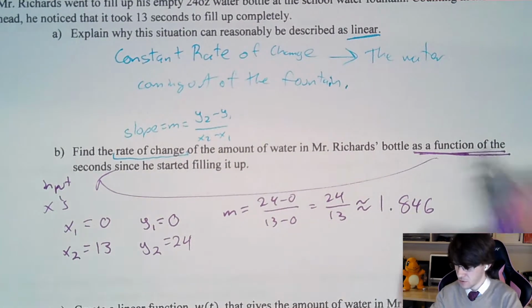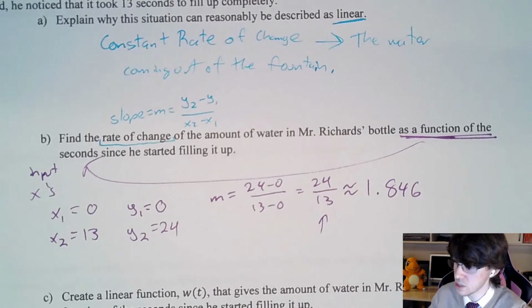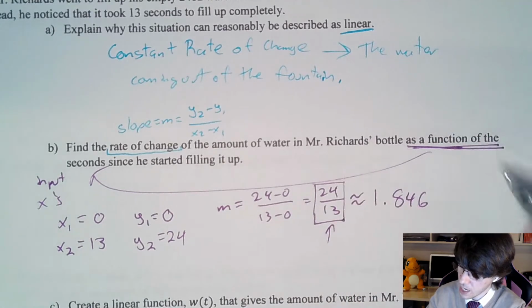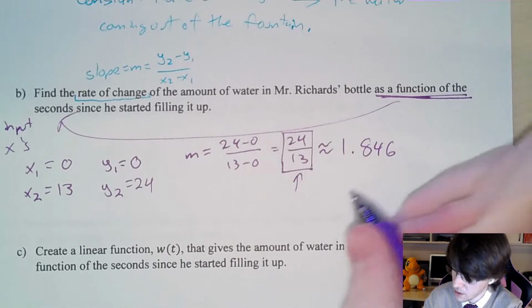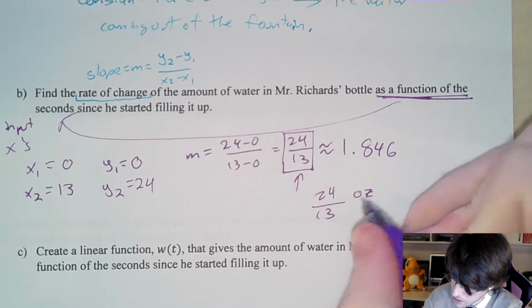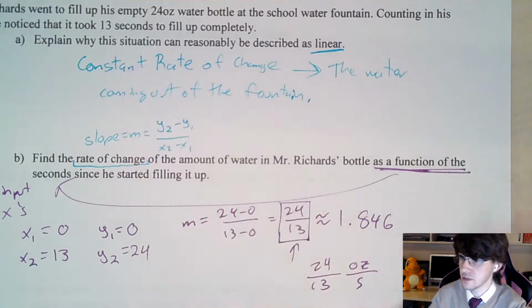I'm going to leave it as 24 over 13 for this question because fractions are kind of easier to deal with. There's no decimals in the problem. So I'm going to leave it as this. I would also like to say that there is the rate here. We would say 24 over 13 ounces per second if we wanted to add those units, because it says ounces and seconds for our time.